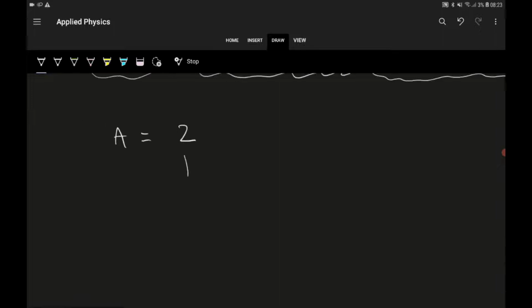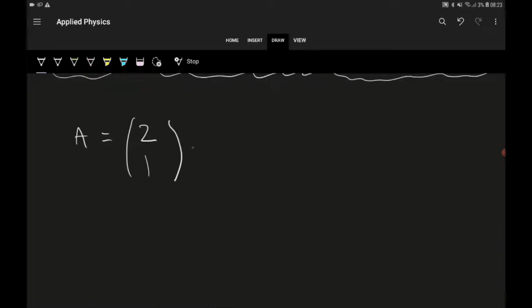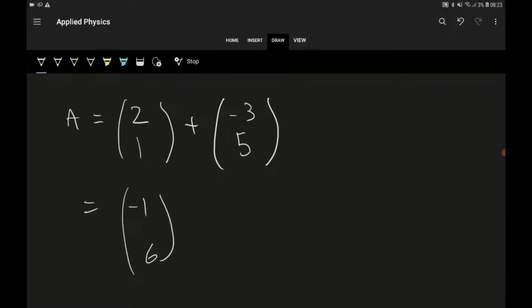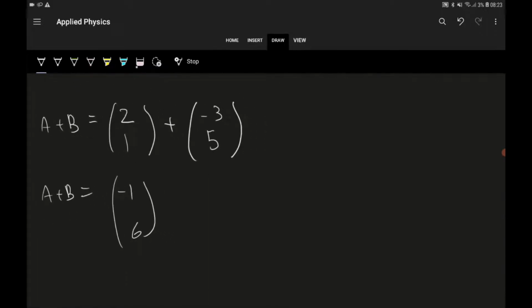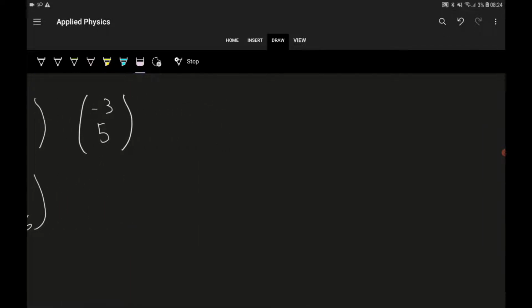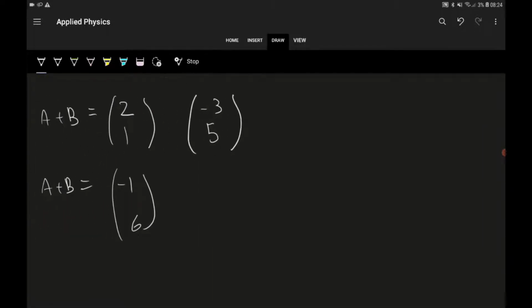So let's say we have a vector 2, 1 and a vector -3, 5. When we add them up, that's 2 minus 3, which is -1, and 1 plus 5, which is 6, and that's just the addition of two vectors, A being this, B being that. This is rather simple enough, and I'm sure you can figure out how subtraction would work as well. If this was subtraction, it would be 2 minus 3, so 2 plus 3, and 5 minus 1.